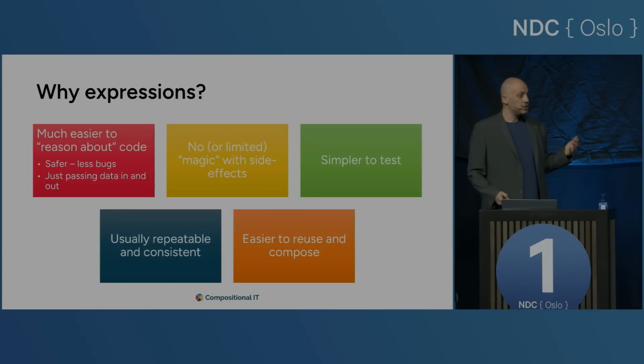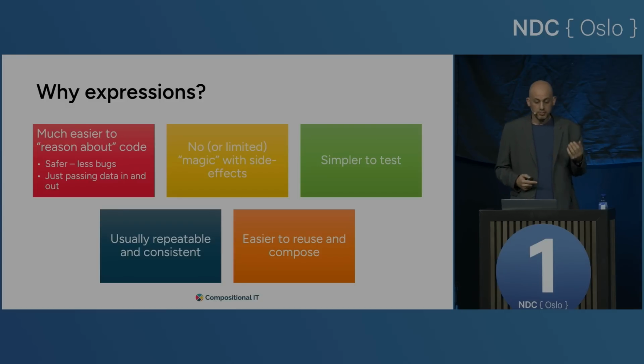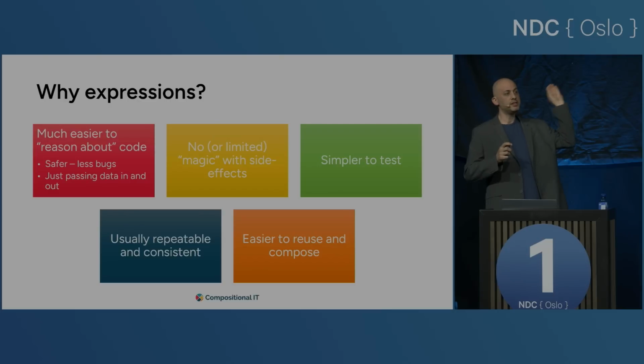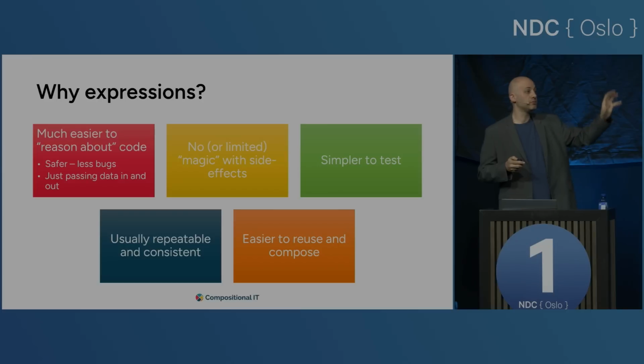It's because expressions are much, much easier to work with. You can understand them better. They're safer. You get fewer bugs when you use them. They're simpler to test. Usually, they're easier to reuse and compose together. So I would always say this is a really core part of functional programming, this idea of something goes in, you do some operation, and you get something back out. What you do with it is up to the caller. It's not about the implementation.